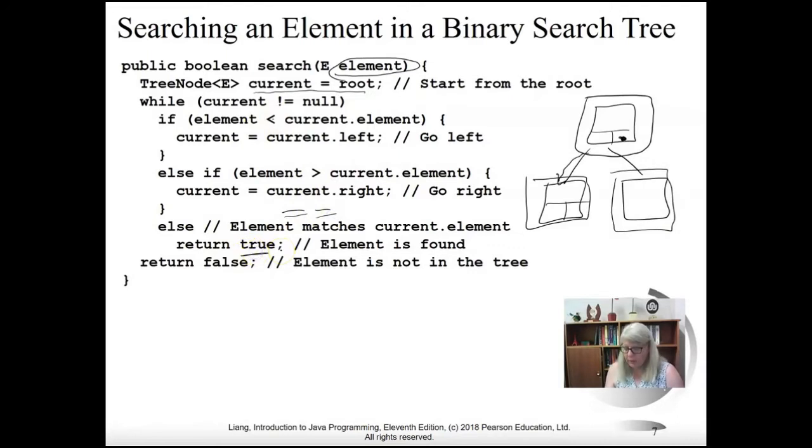Now, when will I reach this null value? If it's not this one, if it's smaller than and it's not this one, then current will get that null value. And then the while loop will terminate and it will return false.